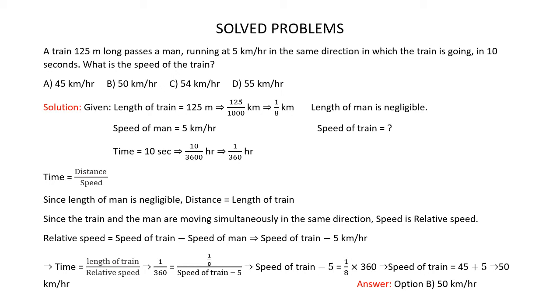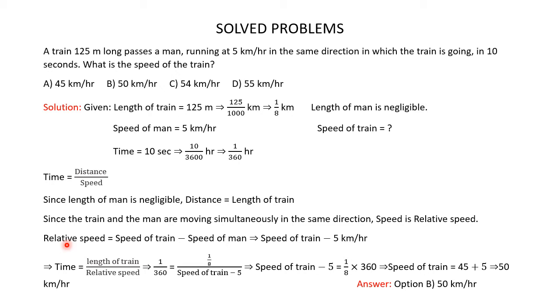We know that time is equal to distance divided by speed. Since length of the man is negligible, distance will be nothing but the length of the train. Since both the train and the man are moving simultaneously in the same direction, speed will be the relative speed. Since both are moving in the same direction, relative speed will be the difference between the speeds of the train and the man.